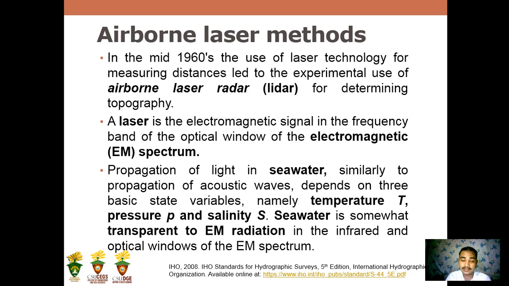Seawater is somewhat transparent to electromagnetic radiation, especially when the water is very clear. So it is transparent to electromagnetic radiation in the infrared bands. For example, in your remote sensing, if you have gone through band combinations to reveal specific features you want to reveal in an image, and if we are going to use infrared bands, the water is transparent.